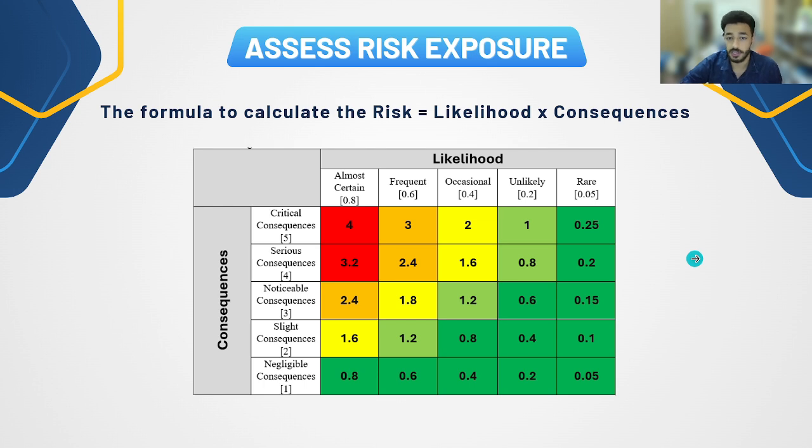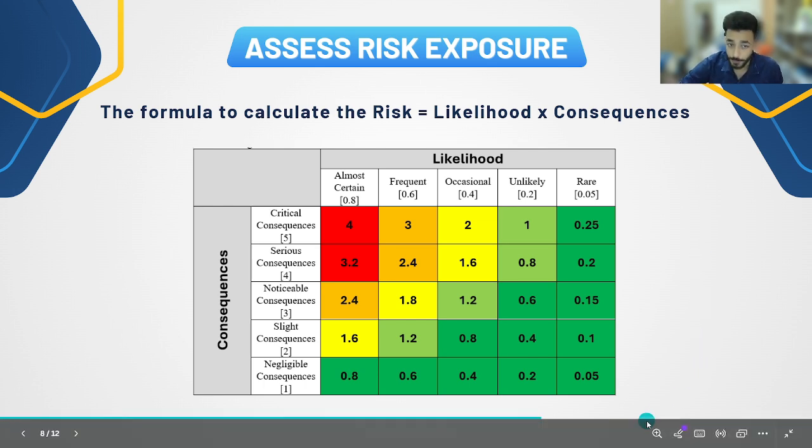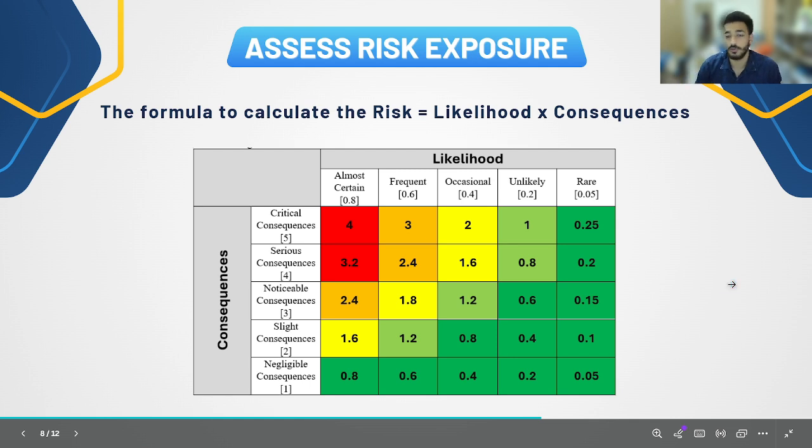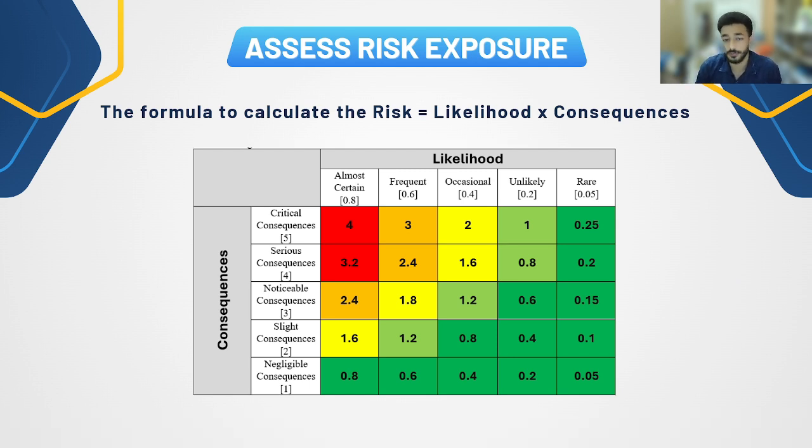Next, this is our risk exposure. This is the matrix we have made. To calculate the risk, we use the formula of likelihood multiplied by the consequences, or the impact. As I explained earlier, for our scales for both likelihood and consequences, for example, critical consequences, which have the value of 5, multiplied by almost certain, which is 0.8, gives the value of 4. Then serious consequences, multiplied by almost certain, which is 0.8, give the answer of 3.2, and the same was done to calculate the rest of the matrix.